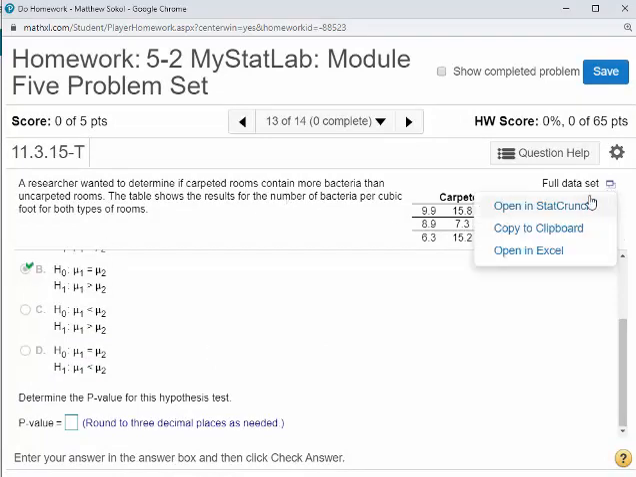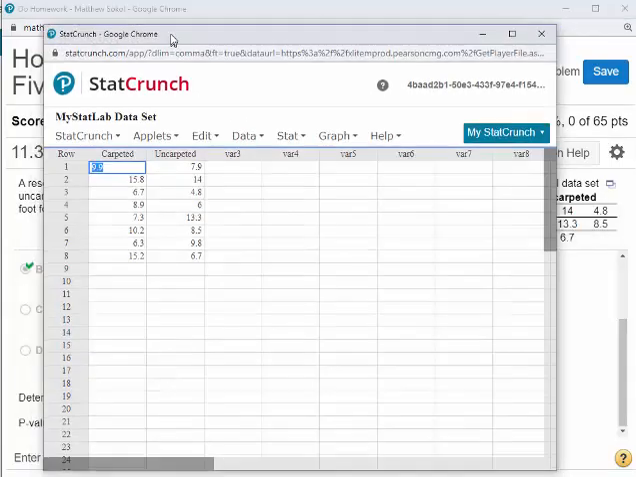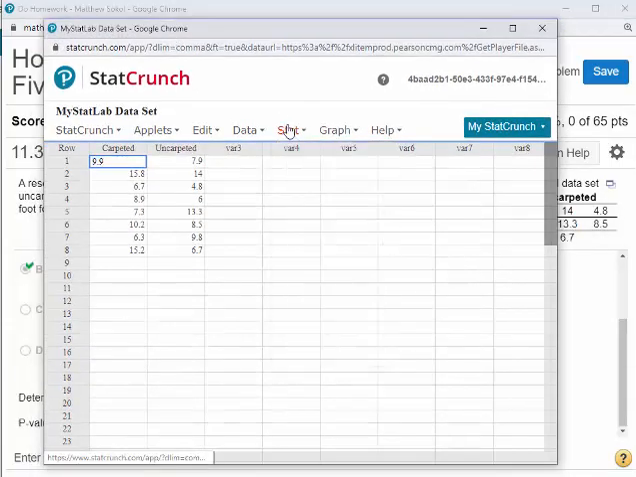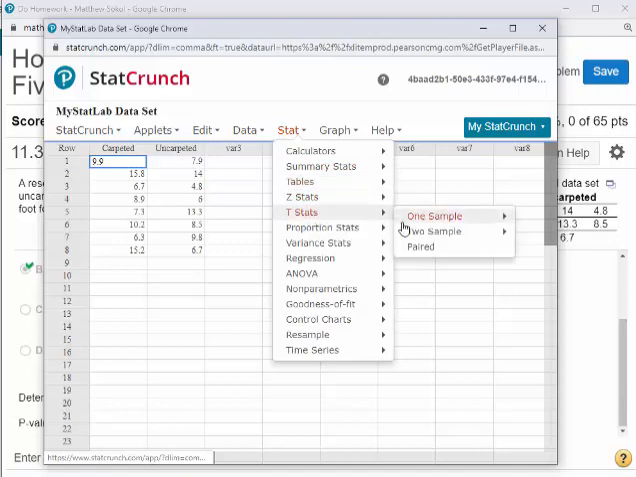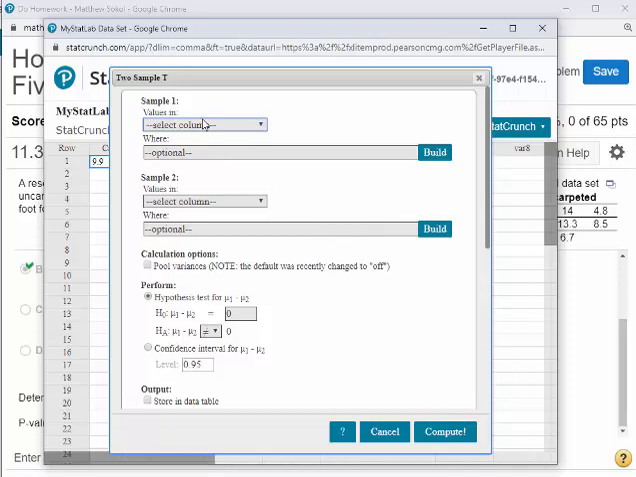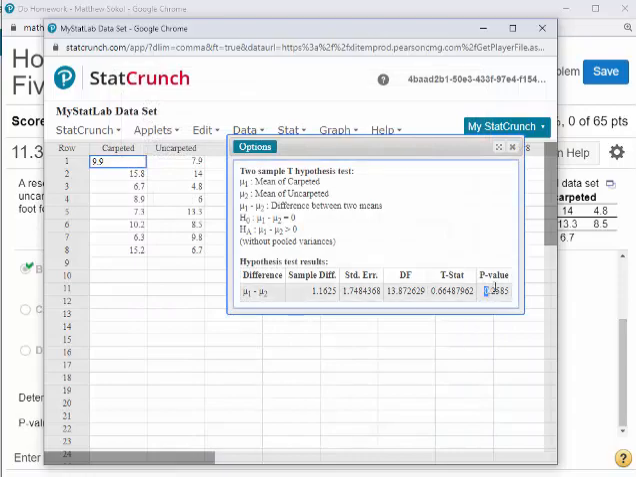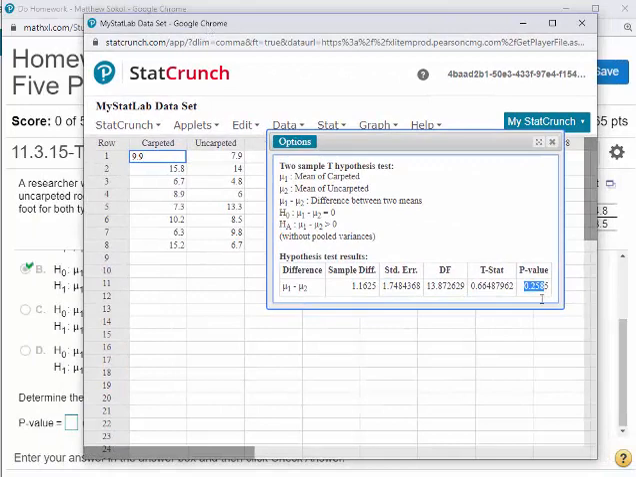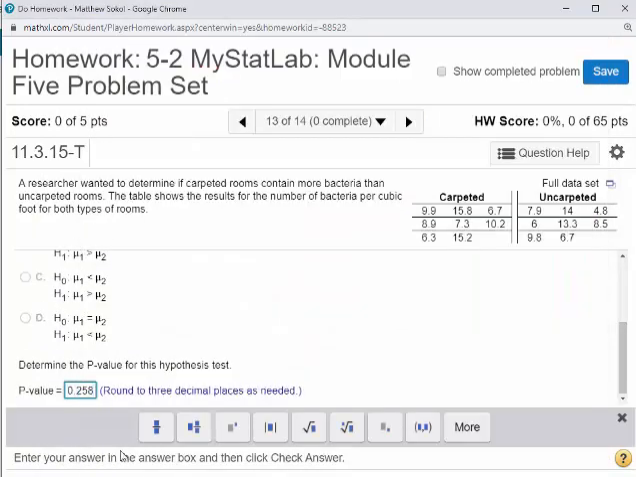All right, so next it says determine the p-value for the hypothesis test. So all you're going to do, as we've been doing, is open the data in StatCrunch. You're going to go Stat, T Stats, Two Sample, With Data, carpeted, uncarpeted, and we want to test that it's greater than 0 here because it's a right-tailed test. Hit compute. Here's our p-value. The problem asked to round to 3 decimal places. So it's going to be 0.289 when I round it.